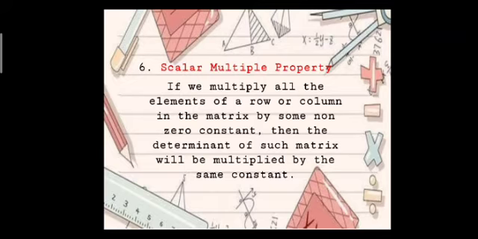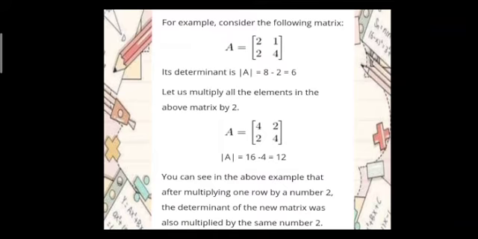If we multiply all the elements of a row or column in the matrix by some non-zero constant, then the determinant of such matrix will be multiplied by the same constant. For example, consider the following matrix. Its determinant, the absolute value of A, is equal to 8 minus 2 equals 6. Let us multiply all the elements in one row of the above matrix by 2. The absolute value of A is equal to 4 times 2, 2 times 4, so 16 minus 4 equals 12.